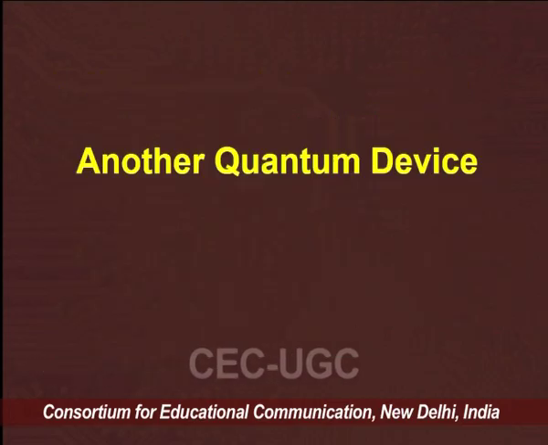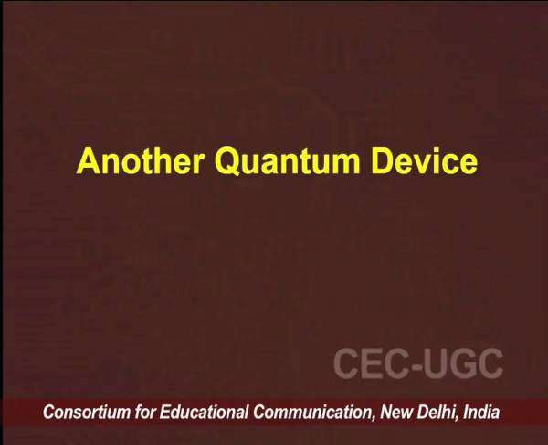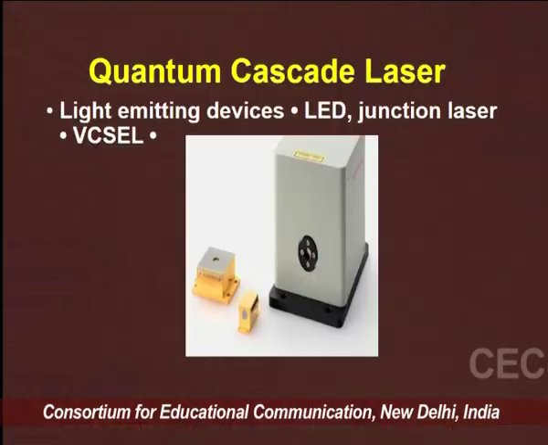Now, up to now we have discussed the SQUID, used for the measurement of the magnetic field, voltage and magnetic susceptibility, in very small amounts. Now we will discuss another quantum device, which is the quantum cascade laser.